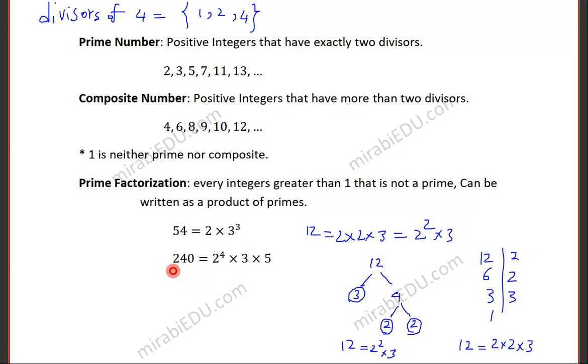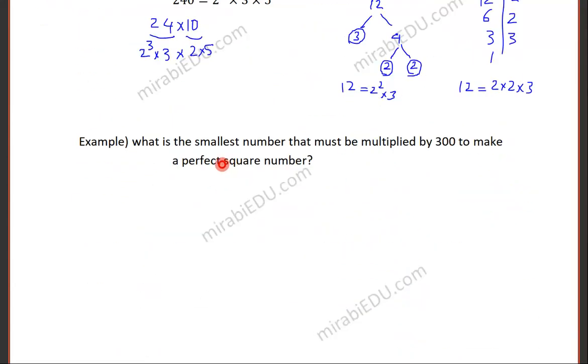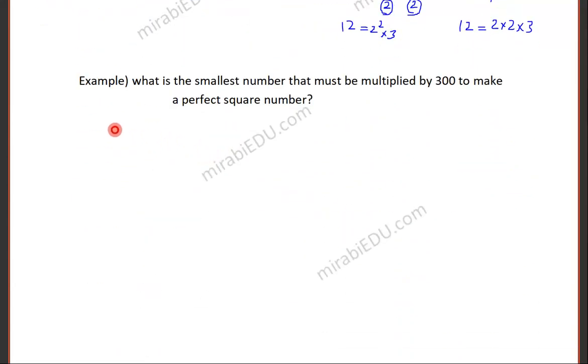Okay, so here we've got 240. 240 can be written as 24 times 10, and 10 is 2 times 5, and then 24 is 8 times 3. So we can write 2 to the 4th power times 3 times 5. Okay, so every composite number can be factorized into prime numbers. This is called prime factorization. Now let's do some example problems.